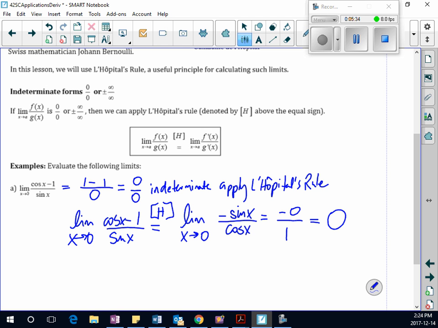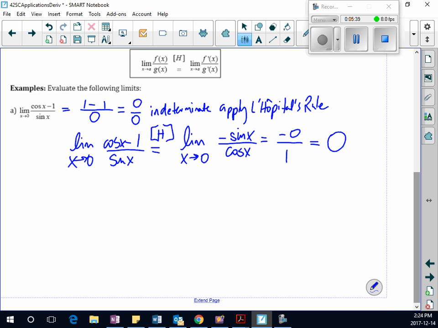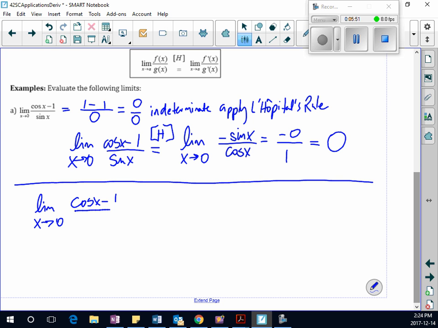Just for fun, I know you like doing lots of math, and I know this lesson isn't too long. Remember back in the day when we did these limits, and we got cos x minus 1 over sine x, and we got 0 over 0, we were supposed to do something more, right? So then we would try this, cos x plus 1 over cos x plus 1. That would evaluate.